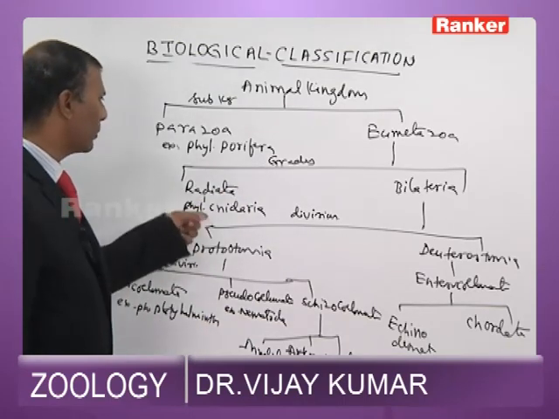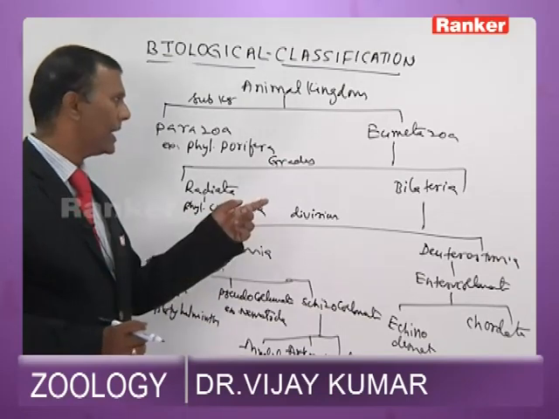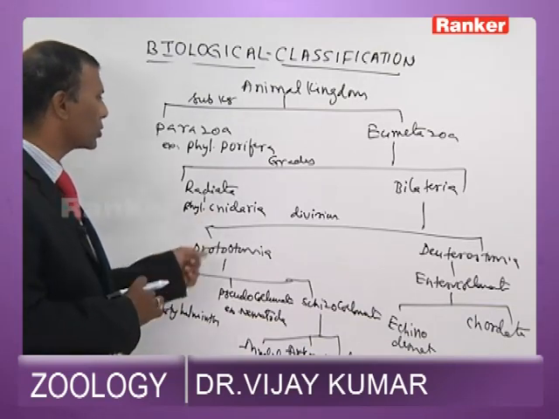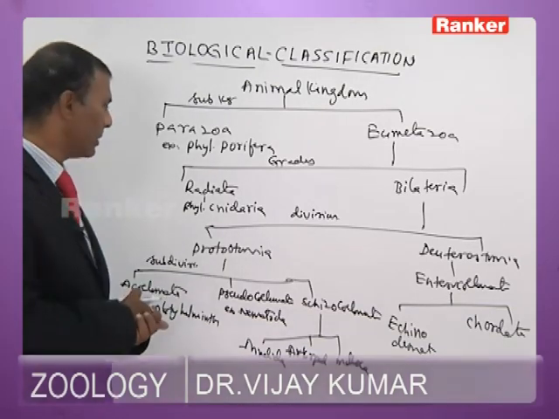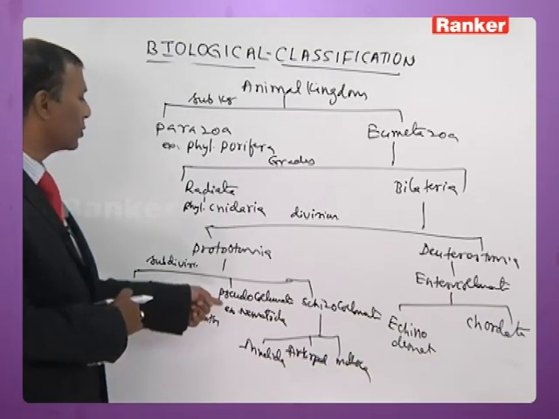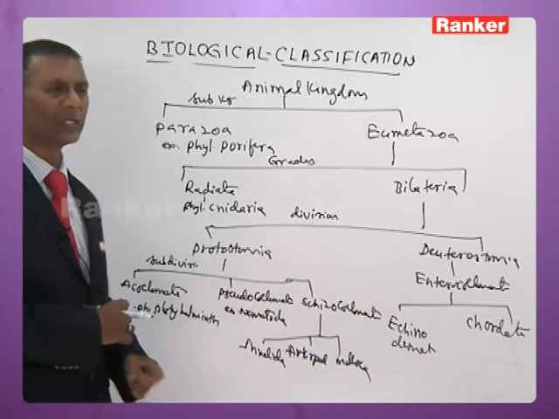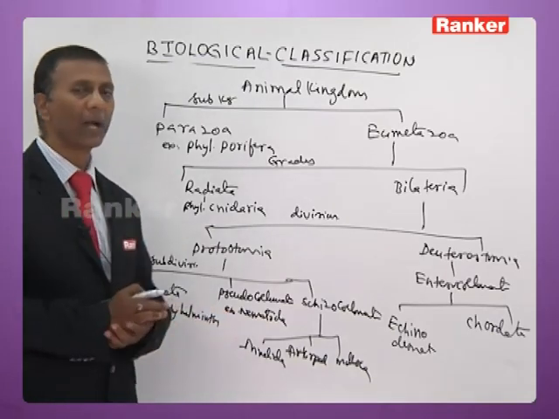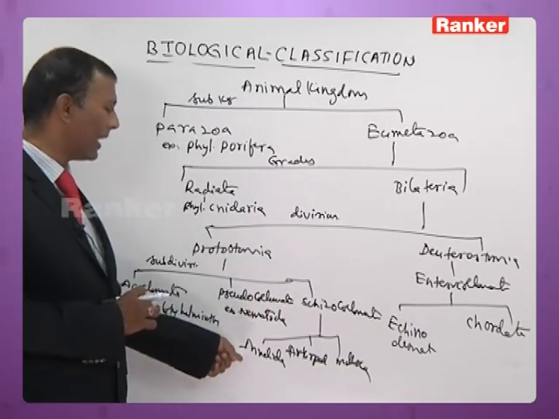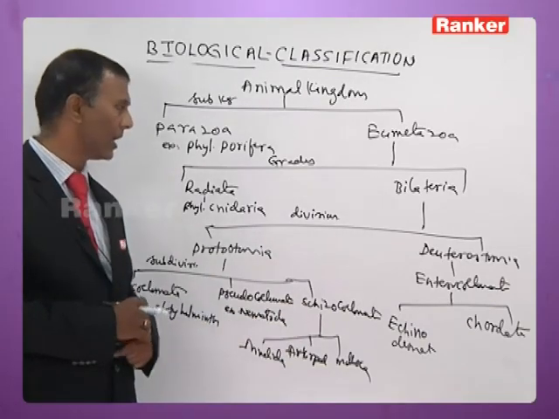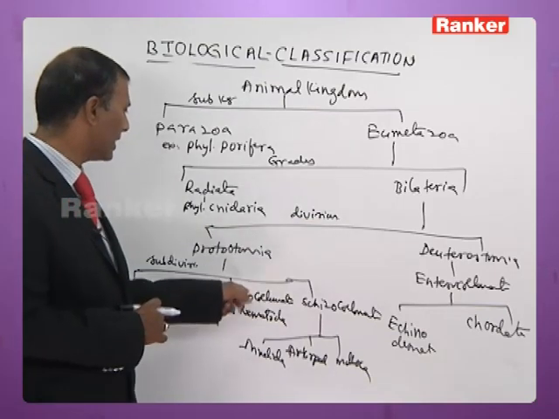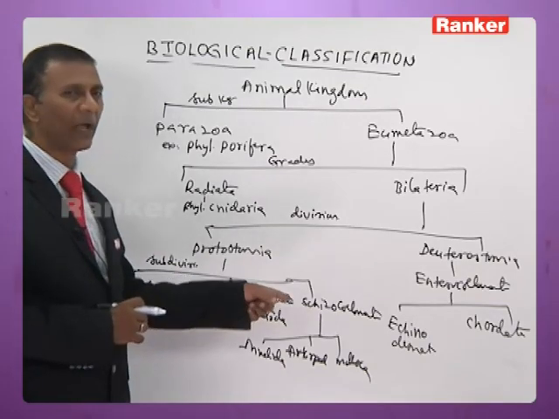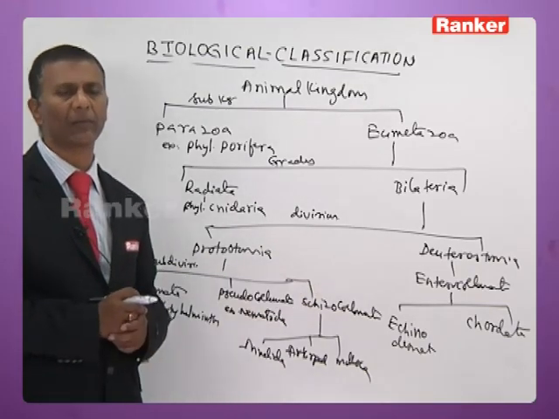Radiata is also called Diploblastica, example Cnidaria. Bilateria is also called Triploblastica. Bilateria is again divided into divisions, Protostomia and Deuterostomia. Protostomia is divided into subdivisions Acoelomata, Pseudocoelomata and Schizocoelomata. Acoelomata has an example phylum Platyhelminthes. Pseudocoelomata has an example Nematoda. Schizocoelomata has 3 phyla, Annelida, Arthropoda and Mollusca. And under Deuterostomia, there is a single subdivision Enterocoelomata, which includes Echinodermata and Chordata.